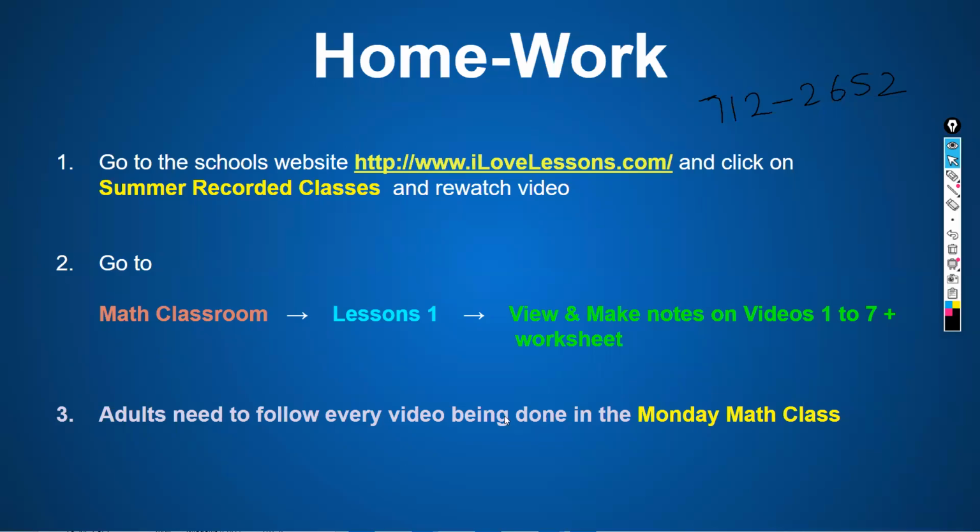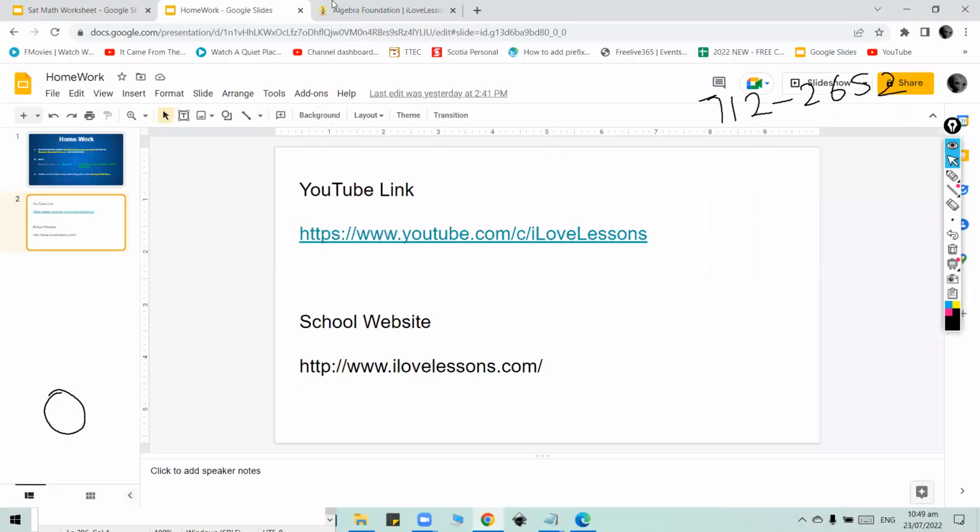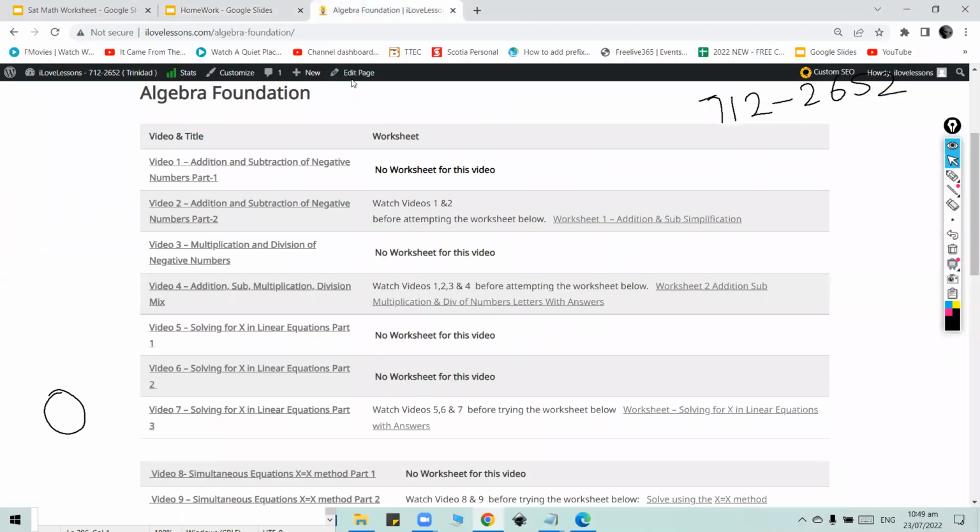You have the same homework that I just discussed, except for number 3. Remember on Monday, there's a maths class. Now the maths class is doing different topics to the Saturday class. I'm not asking you to attend the Monday class, right? The Monday class is filled, but you do need to follow up with every single thing that's going up in the Monday class. And you can find the full recordings for the Monday class on the school website.